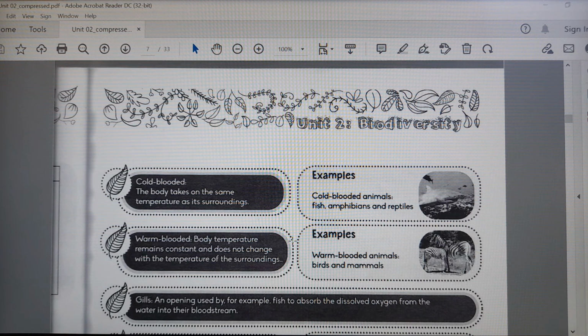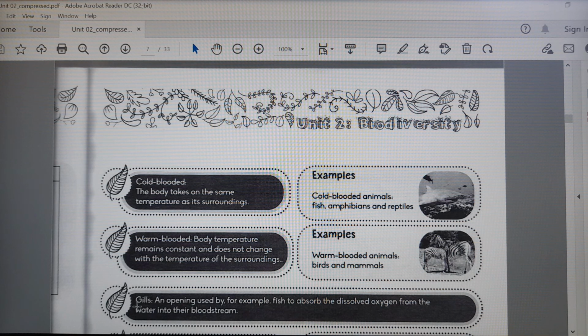So let's look, what do they mean by cold-blooded? Cold-blooded means the body takes on the same temperature as its surroundings. Examples of cold-blooded animals are fish, amphibians, and reptiles. Warm-blooded means that the body temperature remains constant and does not change with the temperature of the surroundings. Warm-blooded animals are birds and mammals.